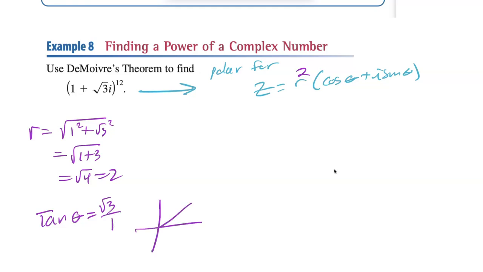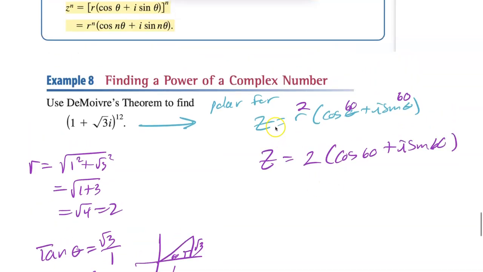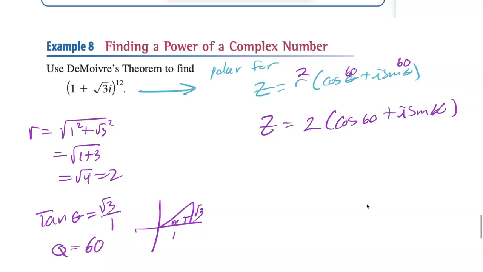Where does it happen? That's in the first quadrant. Rad 3, 1 is 60 degrees. So over here is going to be 60. So let's rewrite it: z equals 2 cosine of 60 plus i sine of 60. Now if we use De Moivre's theorem, remember, it's a trick. If you want to take a power of something, like the 12th power, we take the radius to that power, and then we multiply that power times these numbers. So z to the 12th is going to be 2 to the 12th cosine of 60 times 12 plus i sine of 60 times 12.